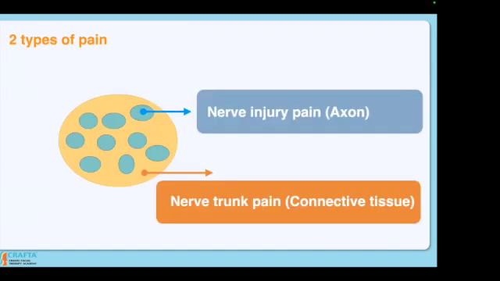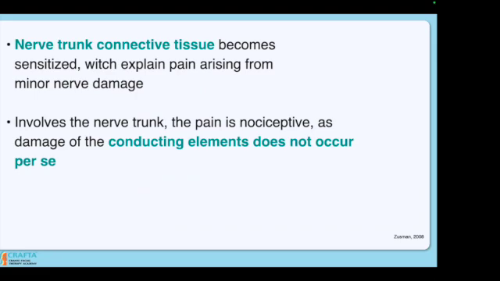We go back again to our 2 types of pain. So we have the nerve injury action, which we already discussed, but now we go more to the nerve trunk pain itself. So the orange area, and also think about the connective tissue around the yellow part. We know with this classification that the nerve trunk, the connective tissue, becomes sensitized, which explains that pain can arise from a very minor nerve damage. And there is an involvement of the trunk.